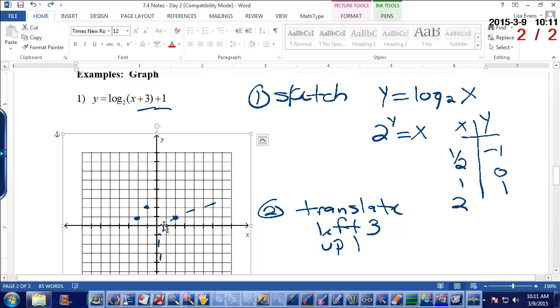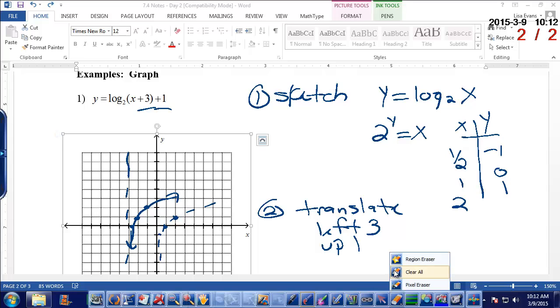And then, which one did I do? Oh, 1/2, this point. Left 3, 1, 2, 3, and up 1. Now, instead of approaching the y-axis, it's going to approach the line x equals negative 3. It's going to move over 3 units. So here's the graph that I want to see. There we go. Not so bad, right?